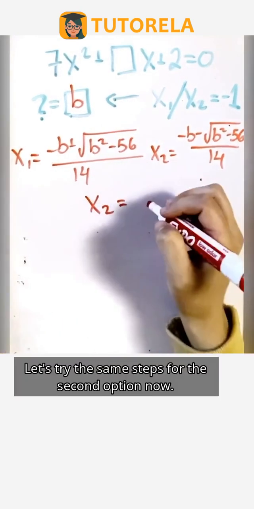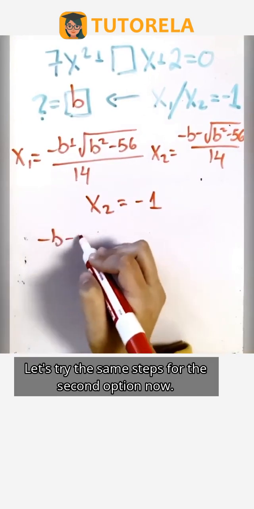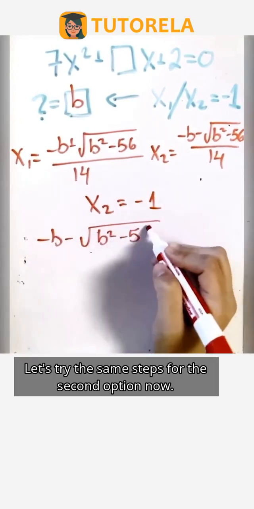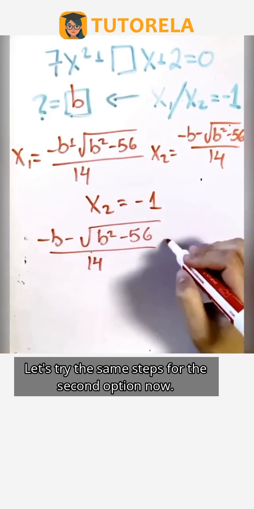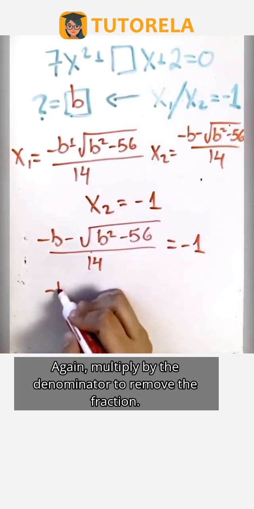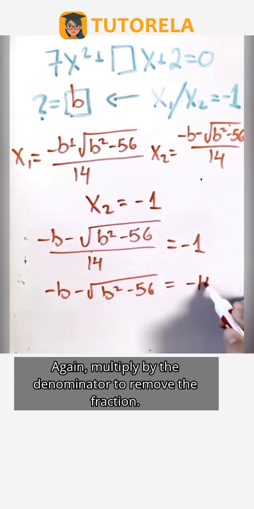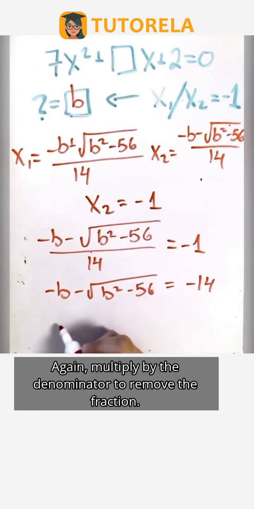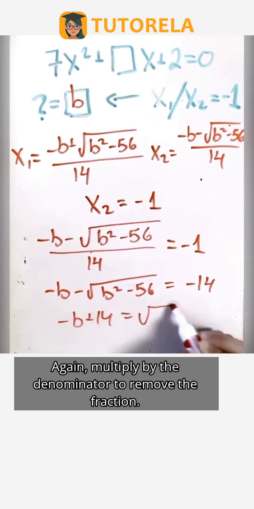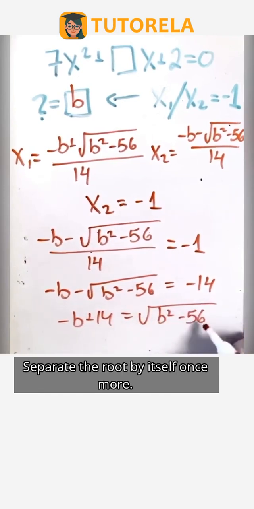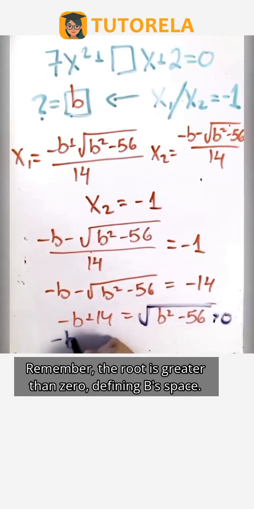Let's try the same steps for the second option now. Again, multiply by the denominator to remove the fraction. Separate the root by itself once more. Remember, the root is greater than 0, defining b's space.